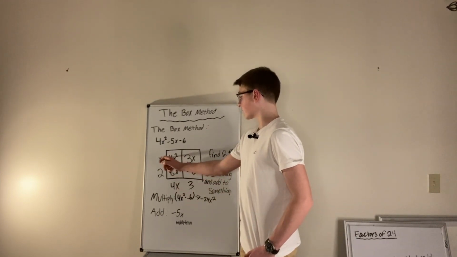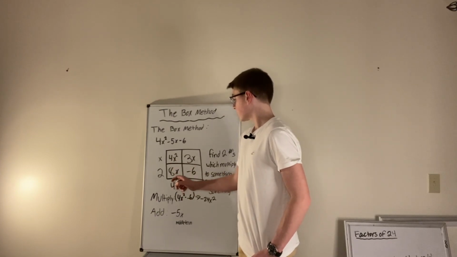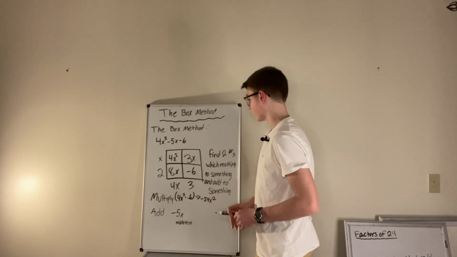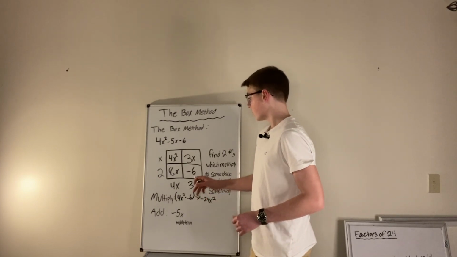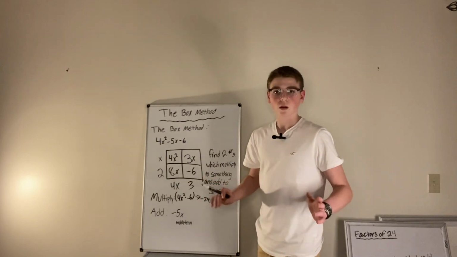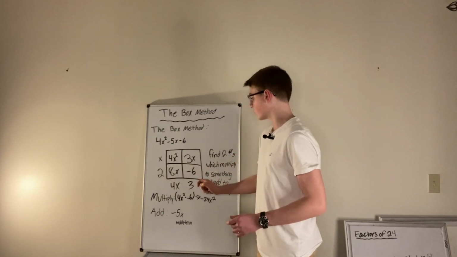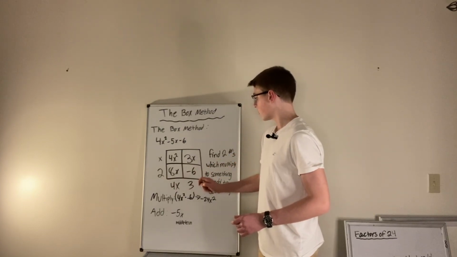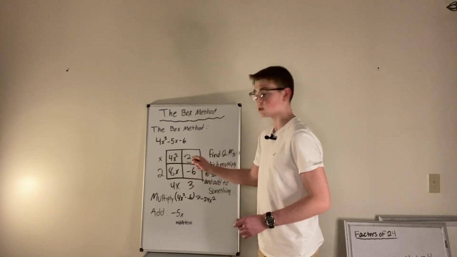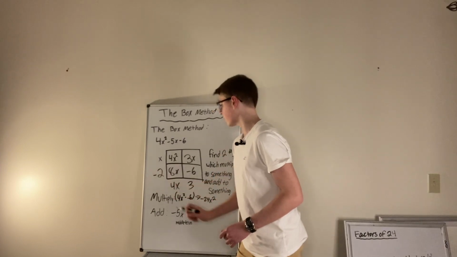4x times x is 4x squared. Correct. 4x times 2 is 8x. That's correct. 3 times 2 is negative 6? No, that can't be true. So either this 2 is negative or this 3 is negative. So we can check by doing this. 3 times this x is a 3x. So that's correct. So that means this 2 is negative.